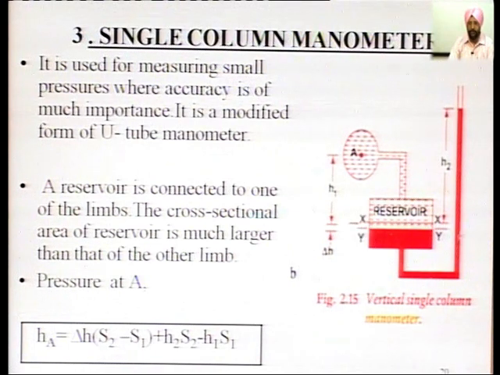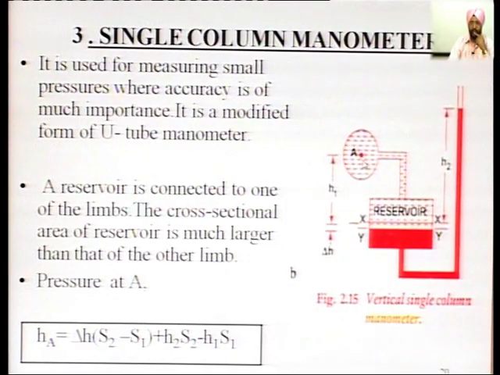Now, it is a modified form of the U-tube. It is also a U-tube, but there is some modification here. A reservoir is connected to one end of the limbs. This is one limb, this is another limb, and the cross-sectional area of the reservoir is much larger than the cross-sectional area of this limb. So, here is the change: we have introduced a reservoir. This dark red color indicates the manometric liquid, and these dots indicate the second liquid, the liquid where it is desired to measure the pressure.